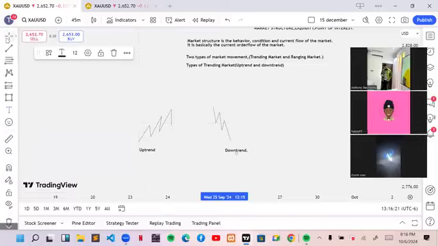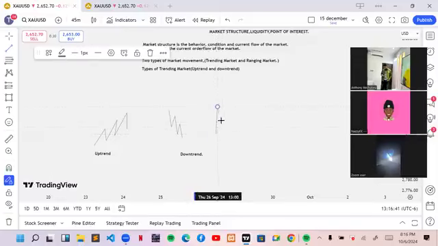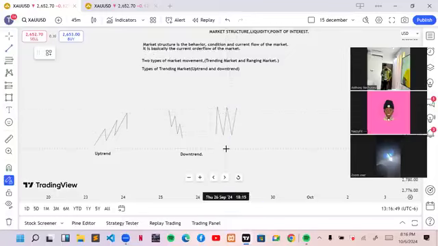Then we have the ranging market, which isn't really trending anywhere. It's just moving from one particular point to another. If you move from point A to point B, you move back from point B to point A, then from point A back to point B. A range means being stagnant, staying in the same fixed position, moving from here to here and back again. This is what it means for the market to be in a range. It's more of a consolidation.